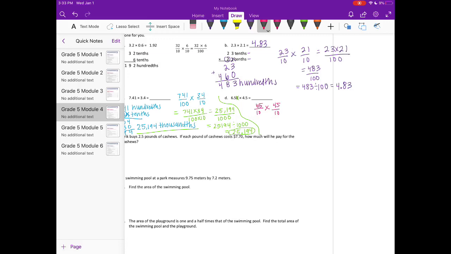Now you could leave it and make it 650 hundredths. We'll get the same answer in the end. It's just going to be a little bit more math, a few extra numbers, but you'll get the same thing at the end. So this is equal to 65 times 45 over 10 times 10. And we would have 65 tenths times 45 tenths.